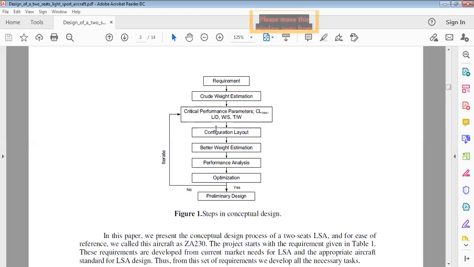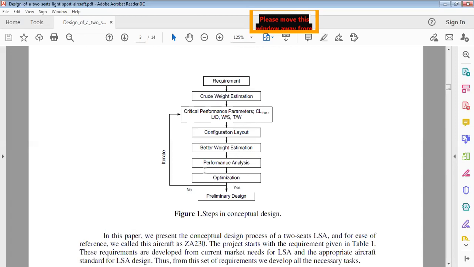And also we spoke about the lofting process. What is the lofting process? It is a mathematical modeling of the outer skin of an aircraft. It is called the lofting process. And once it is done, we are going for a better weight estimation.